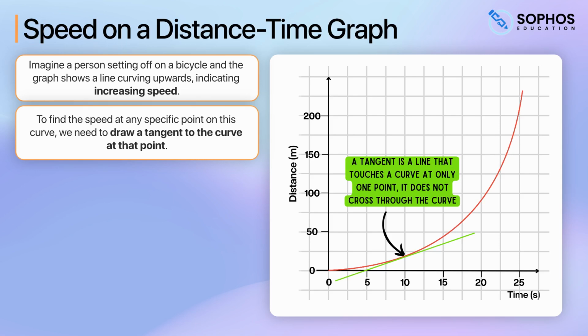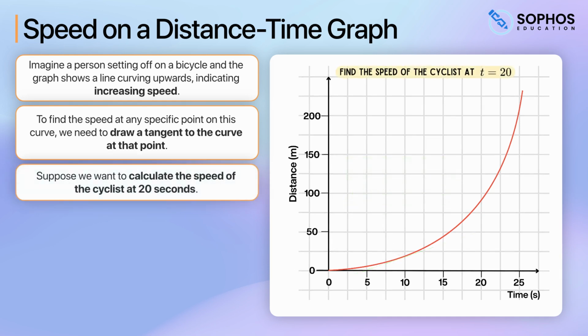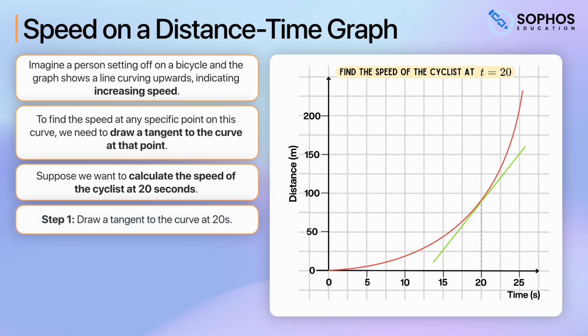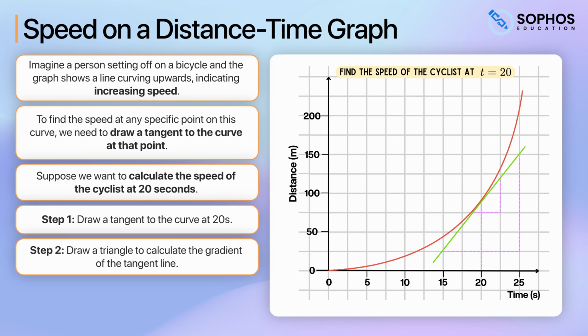For instance, the green line in the diagram on the right is the tangent, and this touches the red curve at the point t equals 10 but does not cross it. Suppose we want to calculate the speed of the cyclist at 20 seconds. To do this, we need to draw a tangent line touching the curve at exactly the 20-second mark. Then, to find the speed, we draw a triangle using this tangent line. It doesn't matter how big or small this triangle is, as we are just using it to find the slope of the green tangent line. So in this case, let's just use the bigger triangle.